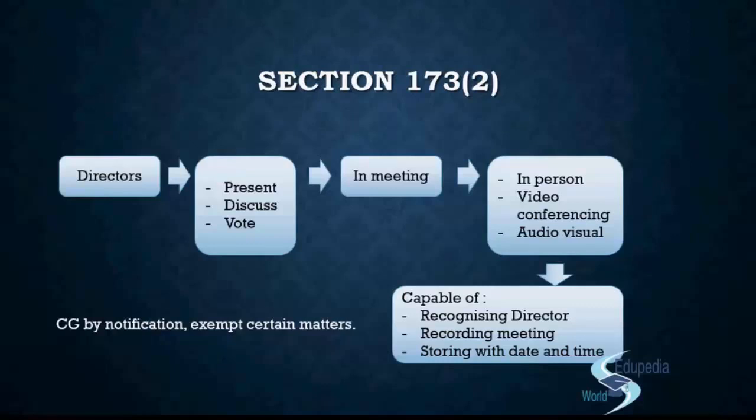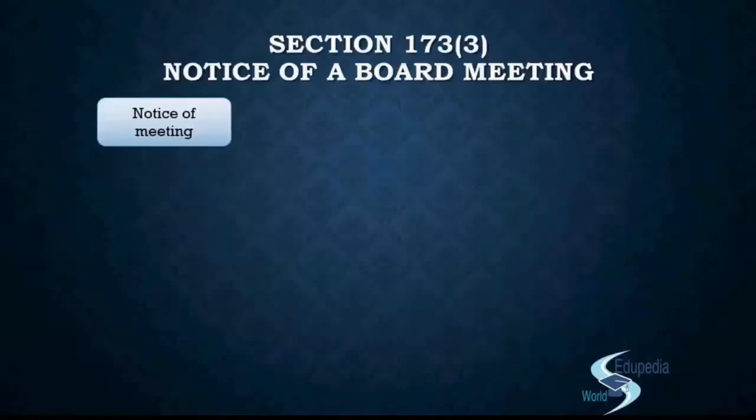These matters cannot be discussed over video conferencing or audio-visual means, right? Otherwise, for other matters, they are allowed. And when the topic to be discussed in the board meeting is allowed to be conducted over video conferencing or an audiovisual channel, then the members present via video conferencing will also be included in the quorum for the meeting. Right? So I hope the provisions of section 173 subsection 2 are clear to you.